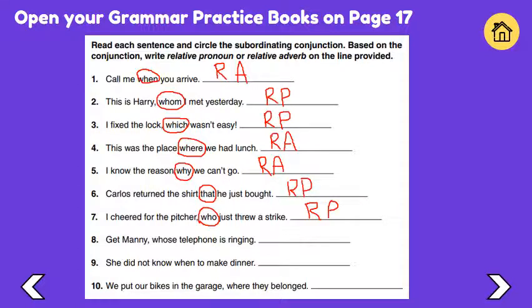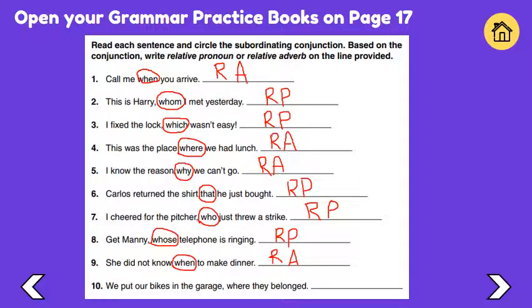8, get Manny, whose telephone is ringing. Whose is the subordinating conjunction, and whose is a relative pronoun. 9, she did not know when to make dinner. When is the subordinating conjunction and it is a relative adverb.